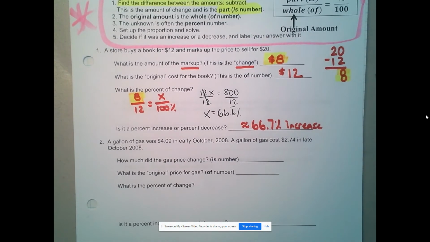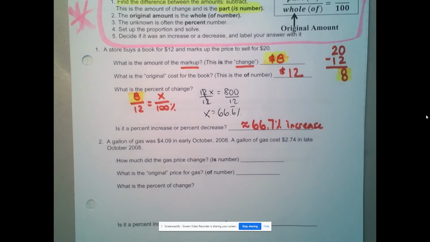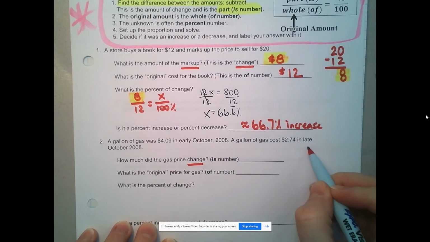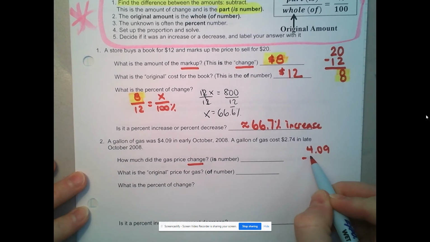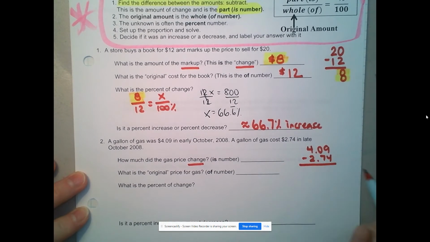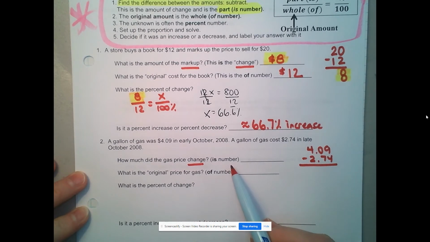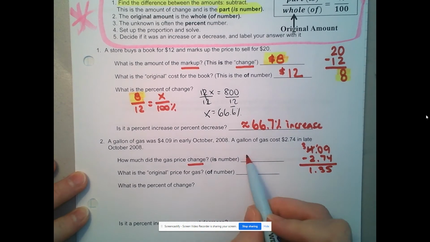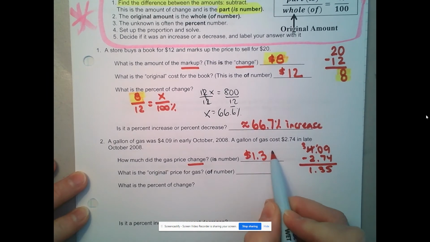Number two, a gallon of gas was $4.09 in early October 2008. A gallon of gas cost $2.74 in late October 2008. So first of all, what is the change? So if we do $4.09, take away $2.74, because we're finding out how much the price changed to get our is number, the part, 5, 10 take away 7 is 3, $1.35. The price of the gas changed by $1.35.